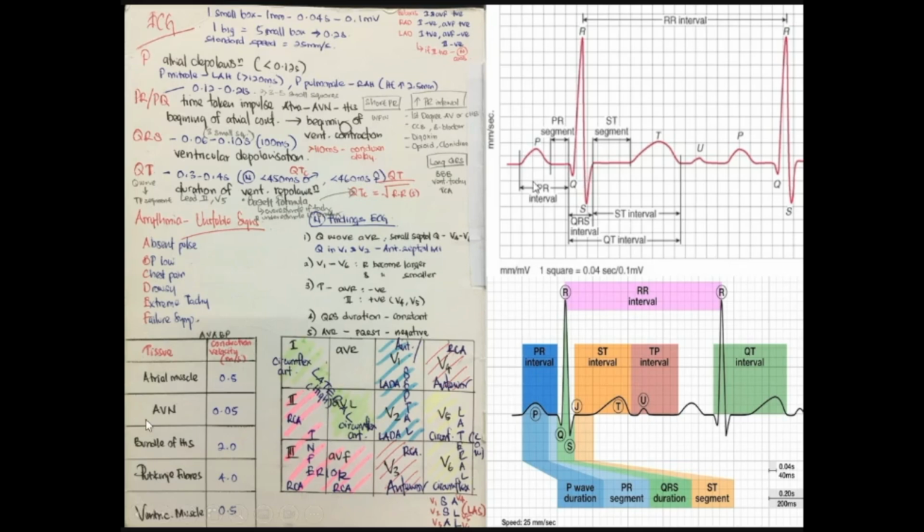Then this is the conduction velocity I have mentioned to you. Remember it as AVA-BP. The slowest is the AV node, followed by your ventricular muscle, 0.5, and atrial muscle. So the AV node is the slowest. Next your ventricle, then your atria at 0.5 meter per second, followed by the bundle of His at 2 and Purkinje at 4. This is a famous MCQ. That's why I kept mentioning it.